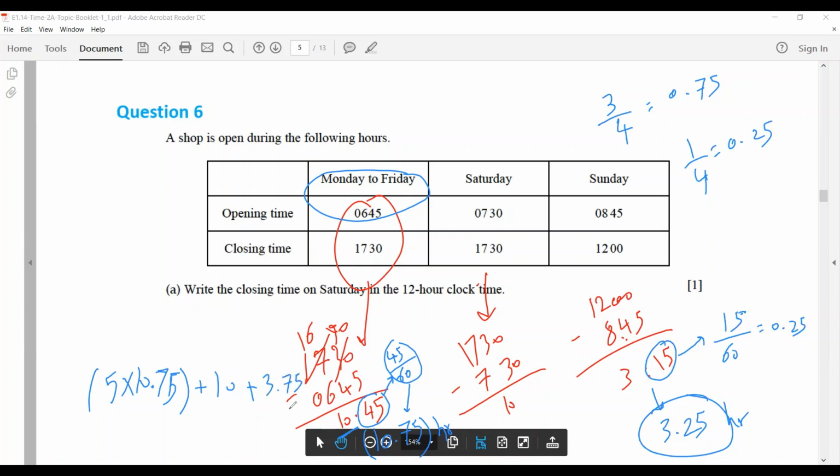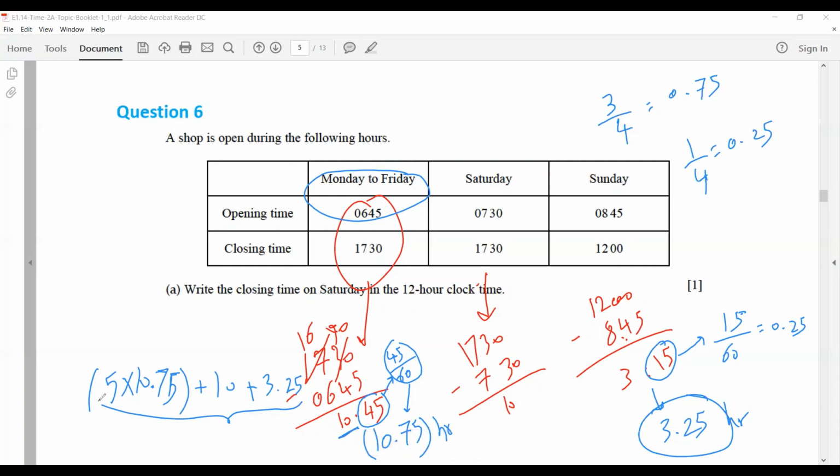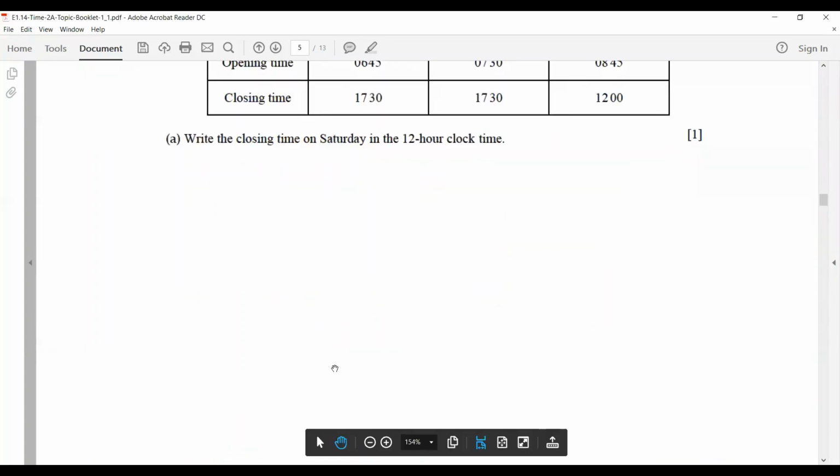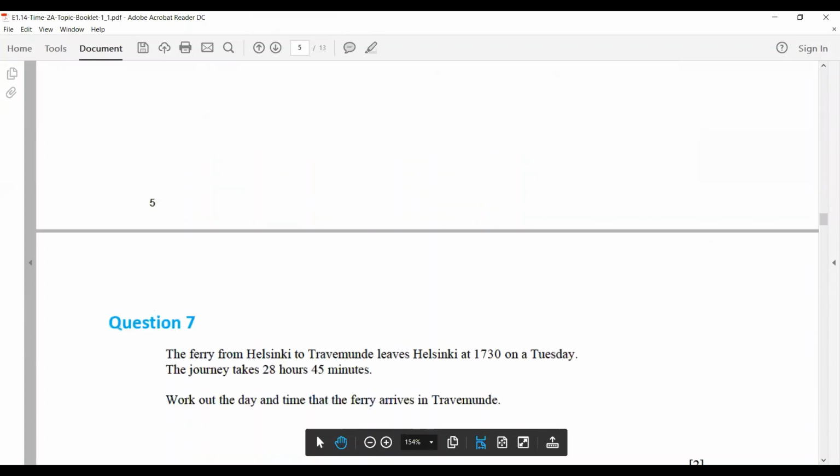So you add that here, 3.25, and now you can grab your calculator and try to key in, see what would be the answer. The final answer, whatever it is, it should be in hours automatically because we've done the conversion. So that would be 67 hours. All right, but let's move on to the next question.